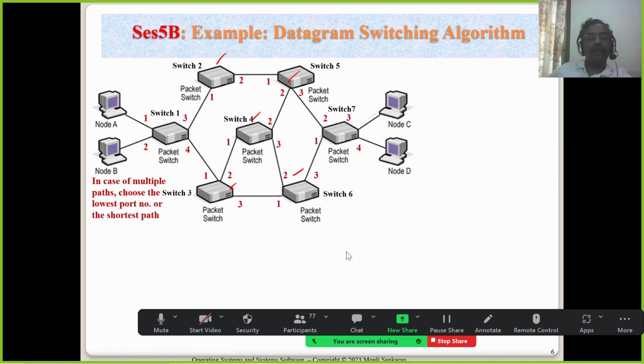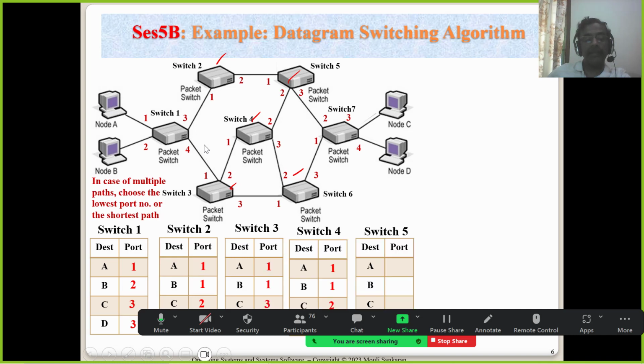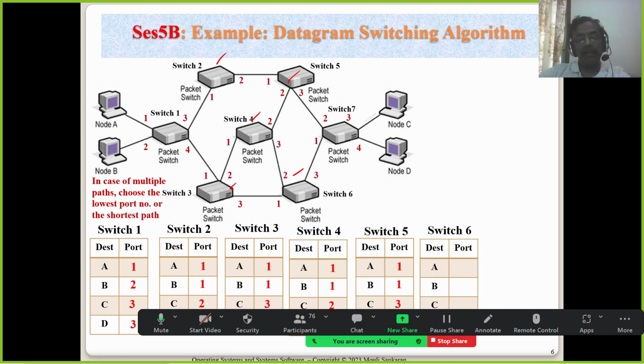Now there are multiple paths available in the diagram I have explained. I am having an algorithm where, if I have equal distance, that is, the number of switches on the way is equal, then I may choose the lower port number, and that way I connect it.